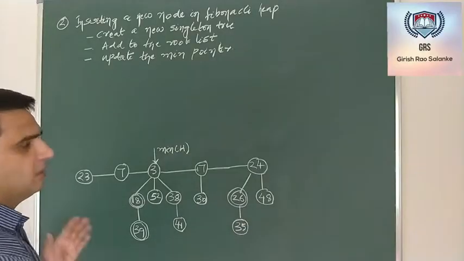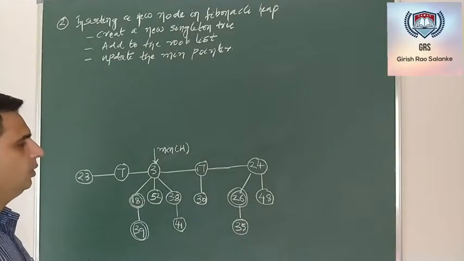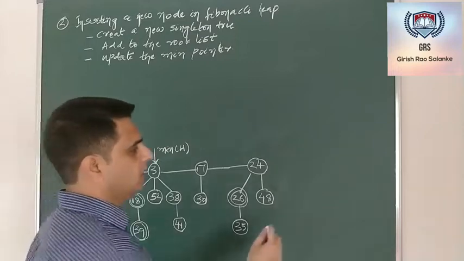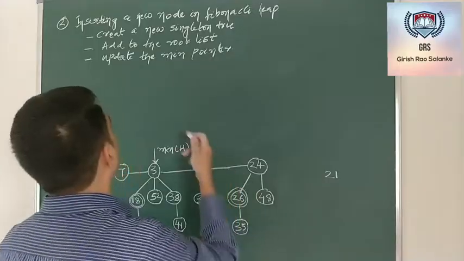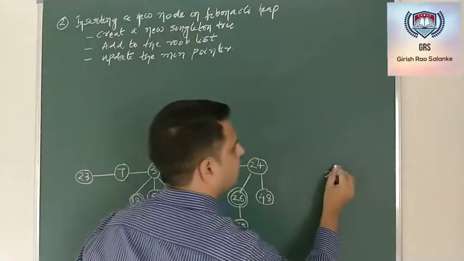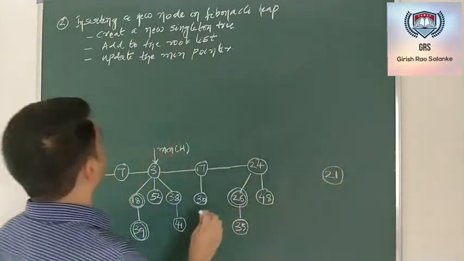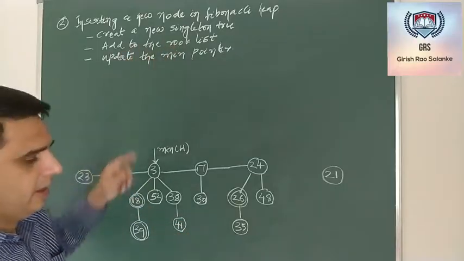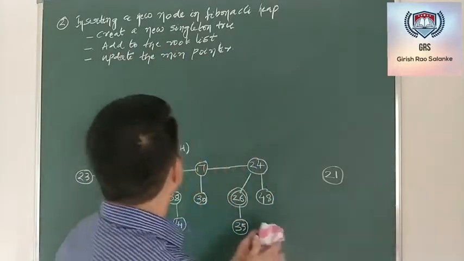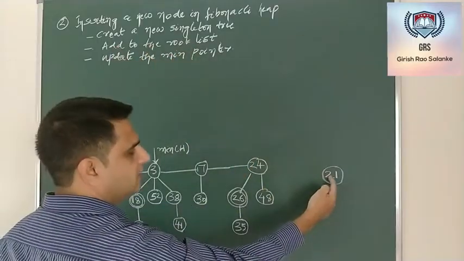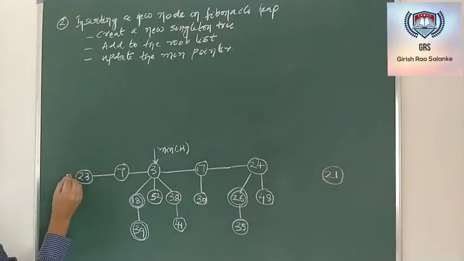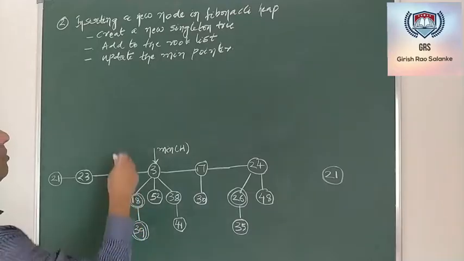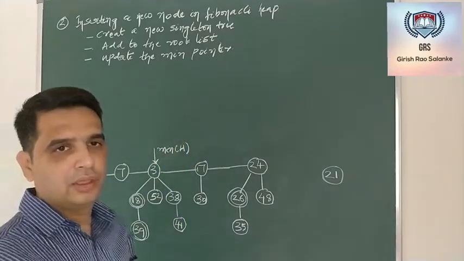Say for example, onto this tree, I want to insert a new node with information as 21, with the key to be stored as 21. What it says? Create a new singleton tree. Now this is a new singleton tree. Now add this singleton node to the root list. I will add this to the root list. Third step, update the min pointer if required.